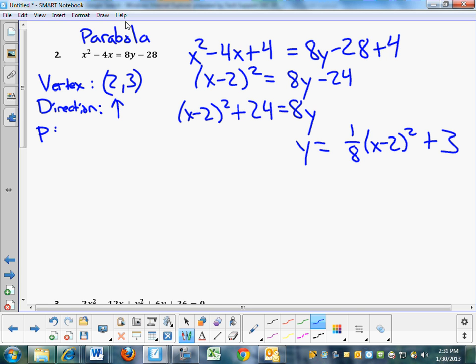Better find p. Anybody know what p is? Two. Yeah. a equals 1 over 4p. a is 1/8. Equals 1 over 4p. It's always 4p. p represents the distance that the focus and the directrix is from the vertex.